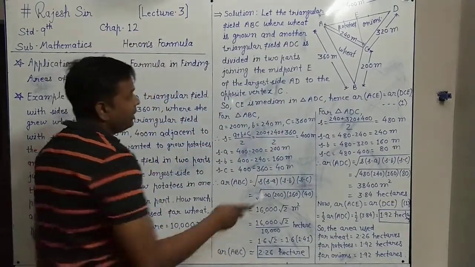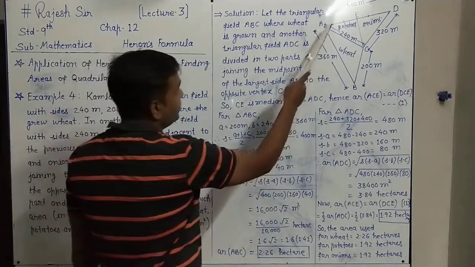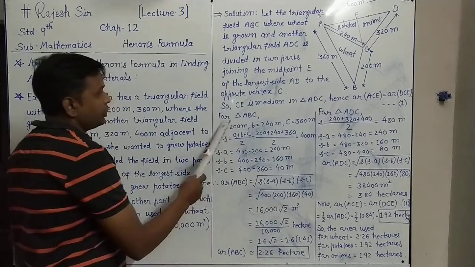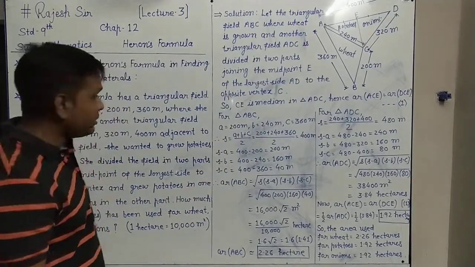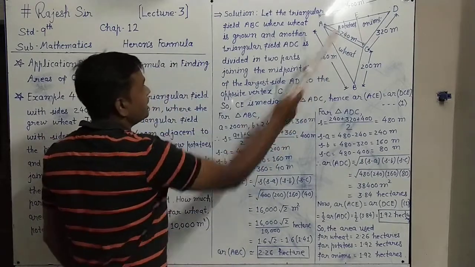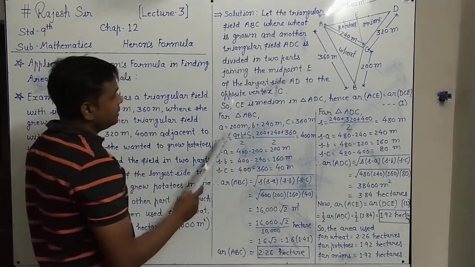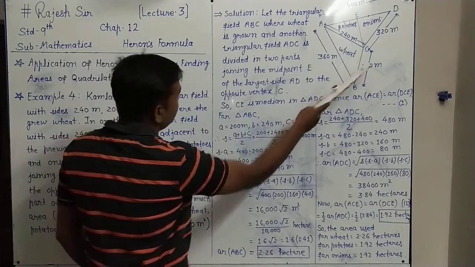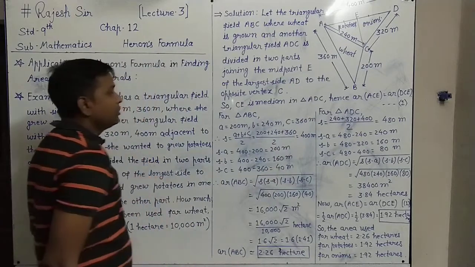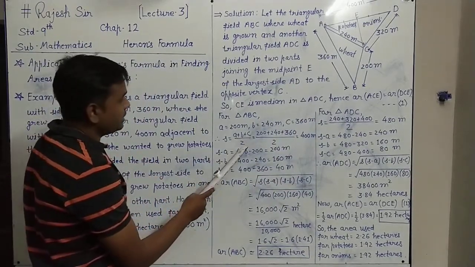Now we want to find how much area the wheat is grown on, and that area is shown in the figure as triangle ABC. So for triangle ABC we will find the area first. For triangle ABC, all three sides are given. So a, b, c are noted as the sides. Let a equal 200 meter, b equal 240 meter, and c equal 360 meter. So s, the semi-perimeter, equals the sum of all three sides upon 2.